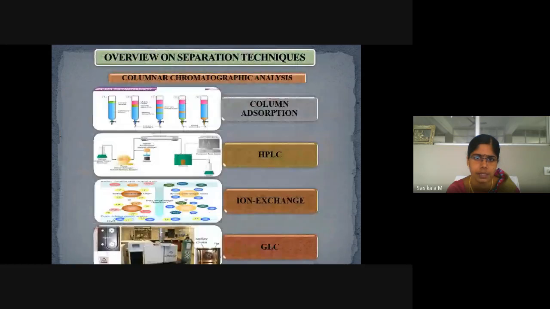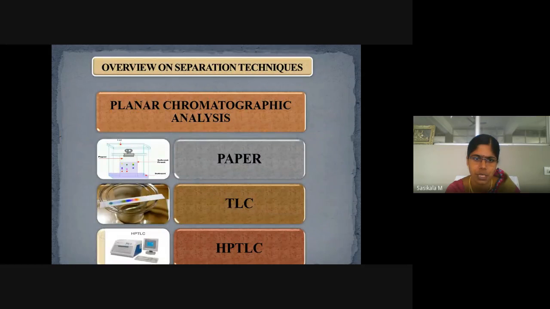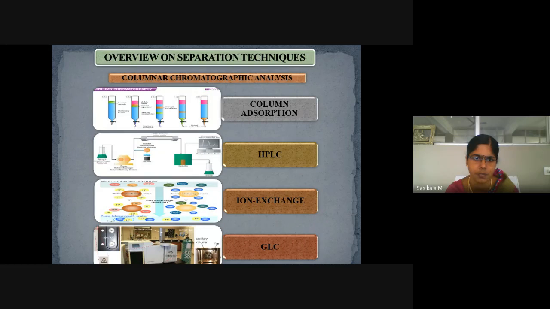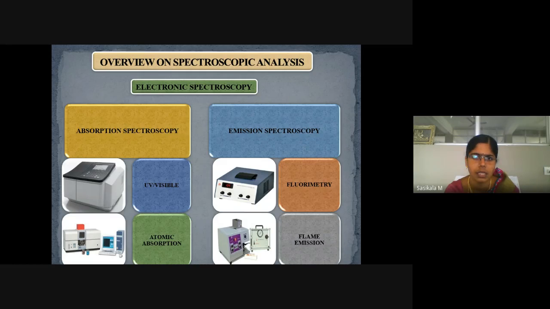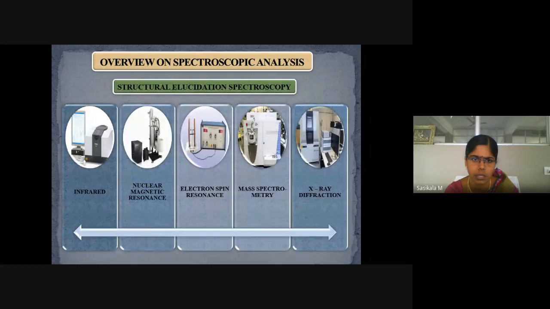So what are all the techniques we have seen? Under separation techniques, there are 2 types: planar and columnar. Under planar, paper, TLC and HPTLC. This is part of quality control. For columnar, column adsorption, HPLC, ion exchange and GLC. For miscellaneous separation techniques, electrophoresis, gel filtration, and affinity chromatography. Then the second part of quality control is spectroscopy: absorption and emission, UV visible, atomic absorption, fluorimetry, and flame emission. Atomic absorption and flame emission are atomic level analysis, whereas UV visible and fluorimetry are molecular level analysis.